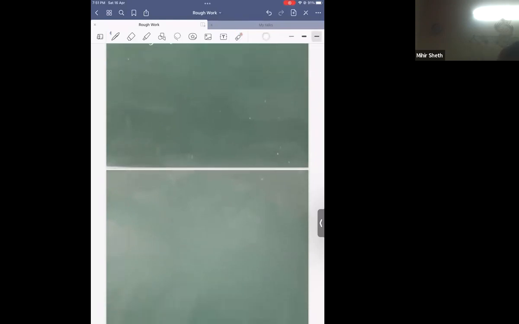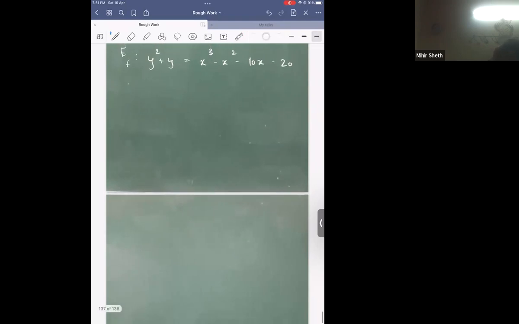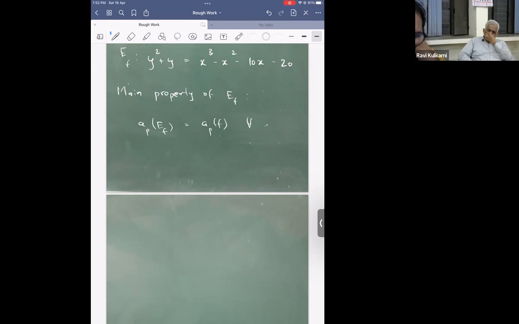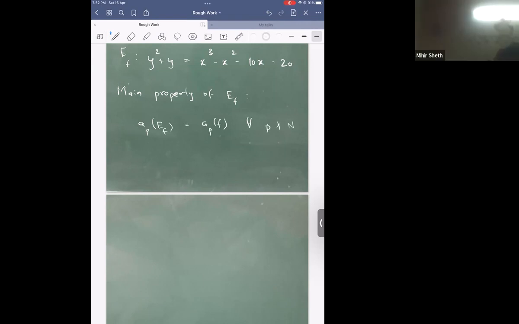So the E_F, the main property of E_F is that a_p of E_F is equal to a_p of F, I think for all p not dividing the level. And what is a_p of E_F?